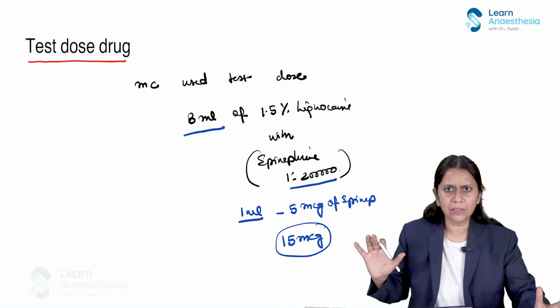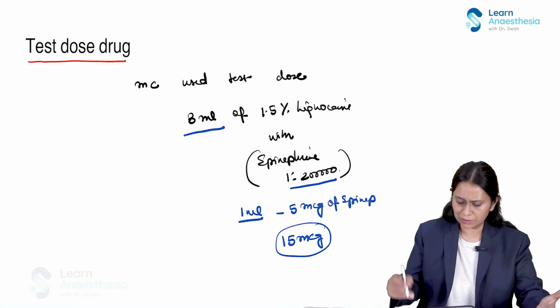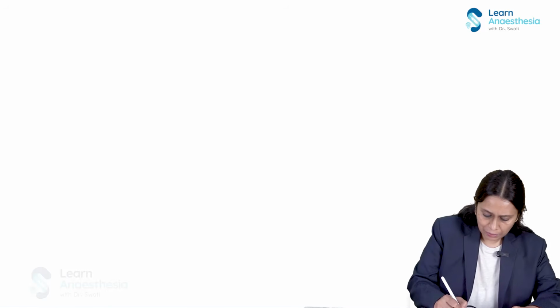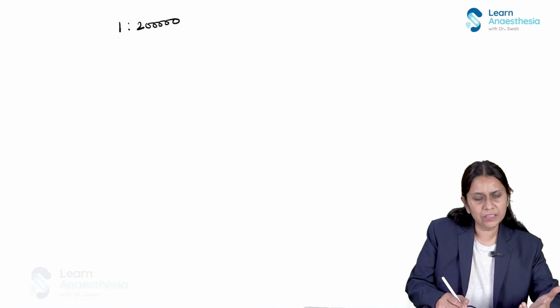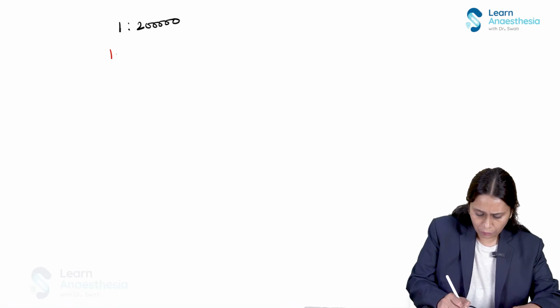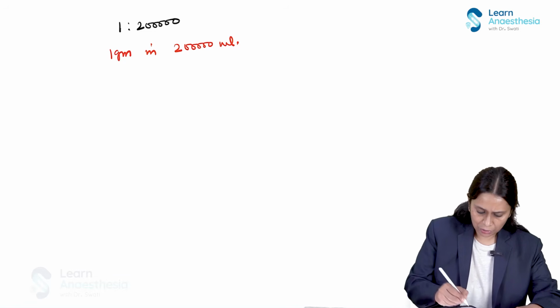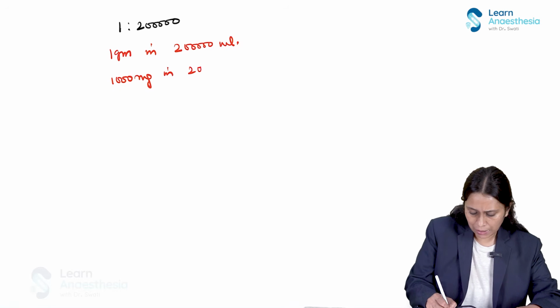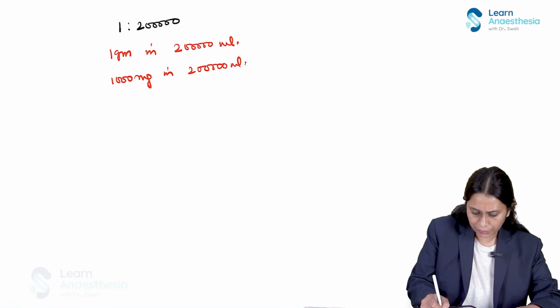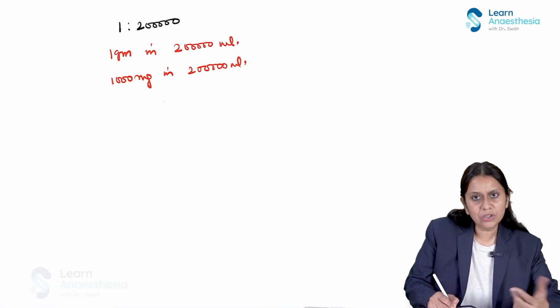So just to give you a better understanding of how I have calculated this, let me explain. What do I mean by 1 in 2 lakh? This dilution always means 1 gram in 2 lakh ml of fluid. Okay, so 1000 milligram in 2 lakh ml of fluid. So how much in 1 ml?